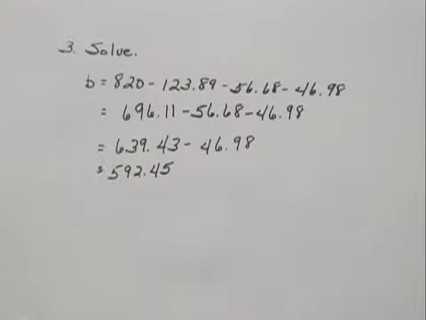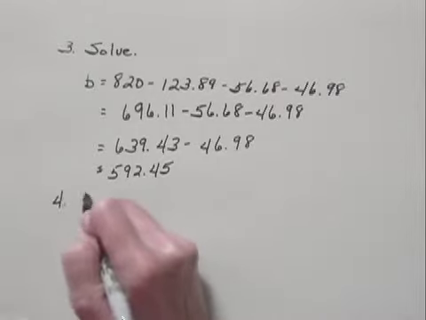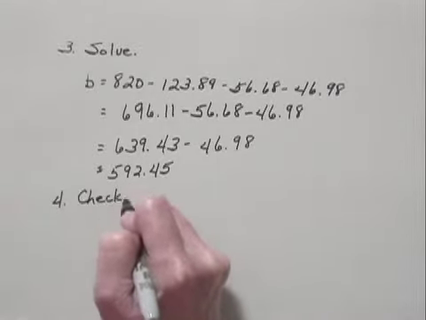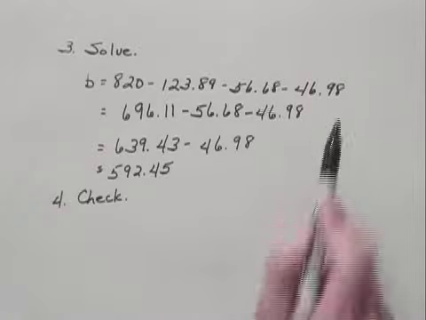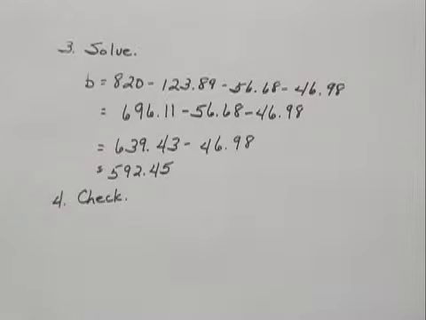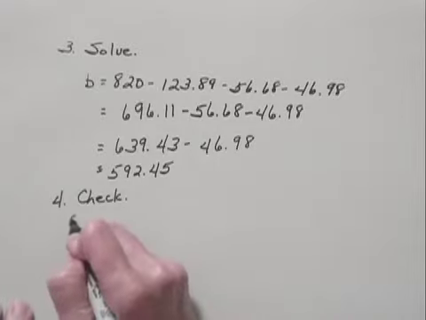And we need to check this in the original problem. The fourth step of our problem-solving process is to check. One way that we could check this is to add up the total amounts of the purchases and then subtract that from the original balance to see if we get this number. So let's do that.